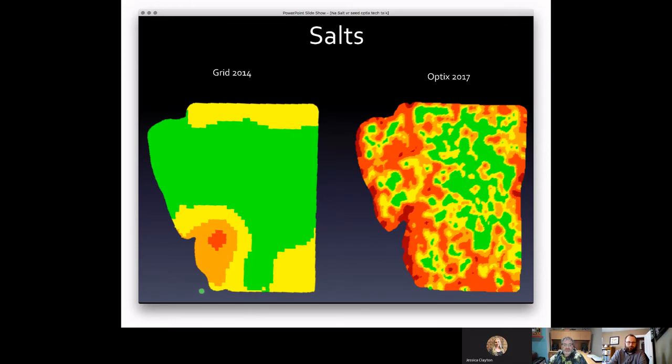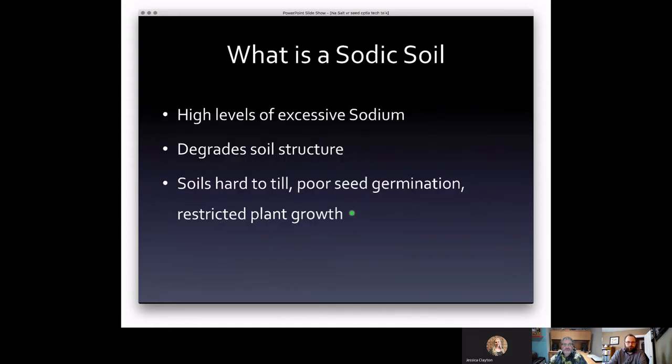So we look at some salts, showing you how much more accurate the SoilOptix is at mapping. This is a grid sample, a 5-acre grid sample from the fall of 2014. We have the same legend as we have over here, and you can see the SoilOptix has really dialed in the salts. Unfortunately, this field has quite a few challenges with salts, but the SoilOptix has allowed us to define it better, so we can go in and start trying to manage those challenges.